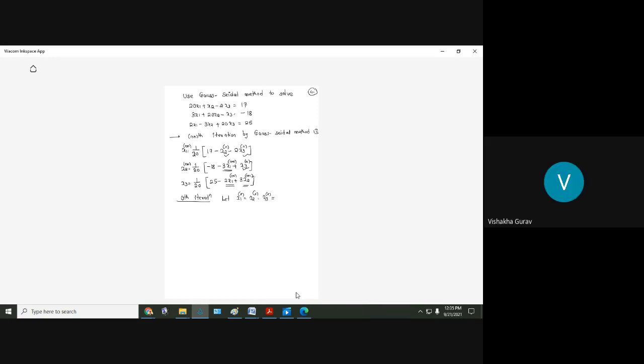Sir, x1 will have 2 plus 2x3, right? Just 1 minute. 17 minus x2, correct, absolutely, plus 2x2, no doubt. Next, minus 18 minus 3x1 plus x3, correct. 25 minus 2x1, correct, plus 3x2. Okay, this sign was wrong. Please modify it.